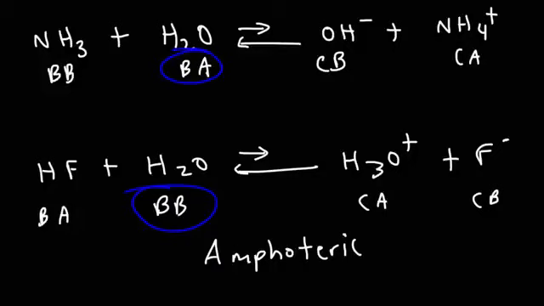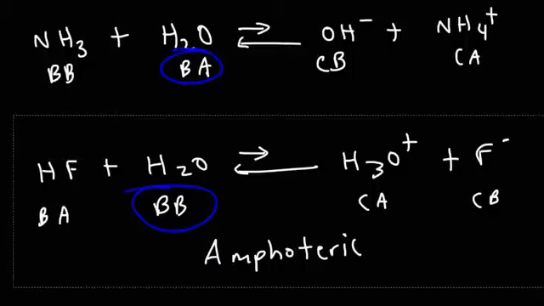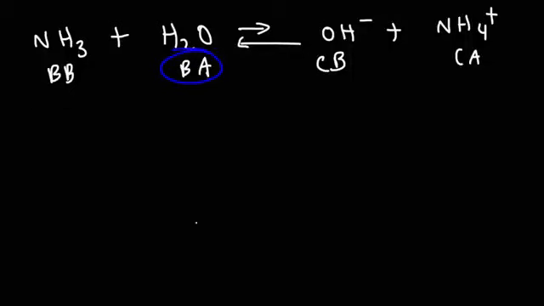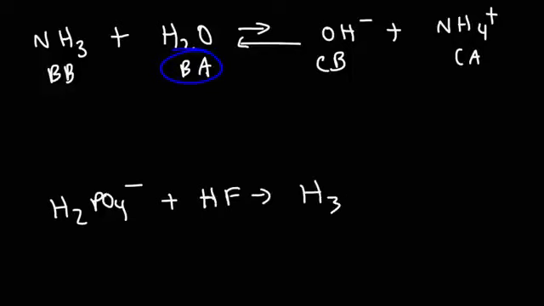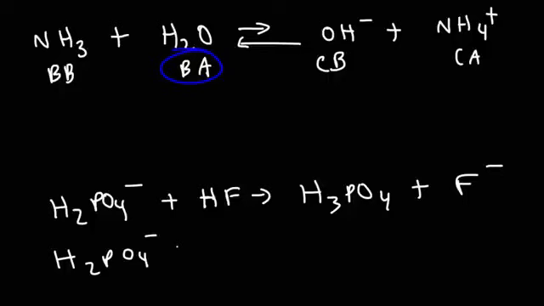So a good example of an amphoteric substance, or at least another example, in addition to water, is H2PO4-. This can act as a base. It can react with an acid like HF and become H3PO4, and then you get the fluoride ion. Or it can act as a base. Well, I take that back.